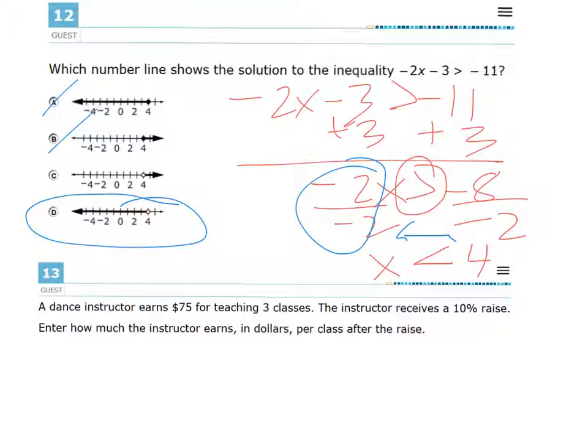For question number 13, a dance instructor earns $75 for teaching 3 classes. The instructor receives a 10% raise. Enter how much the instructor earns in dollars per class after the raise.